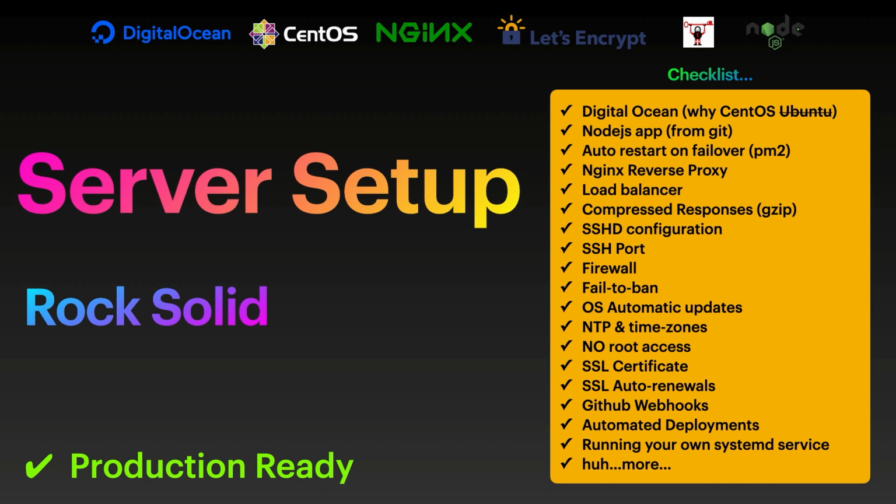We would be providing no root access to our server. We would be creating an SSL certificate for our website. We'll see how to automatically renew those SSL certificates. We would be working with GitHub webhooks, that is, how to automatically deploy our application whenever you make changes to your applications. We would be running our own systemd service to manage that webhook, and there would be a lot more which we are going to do in this video.